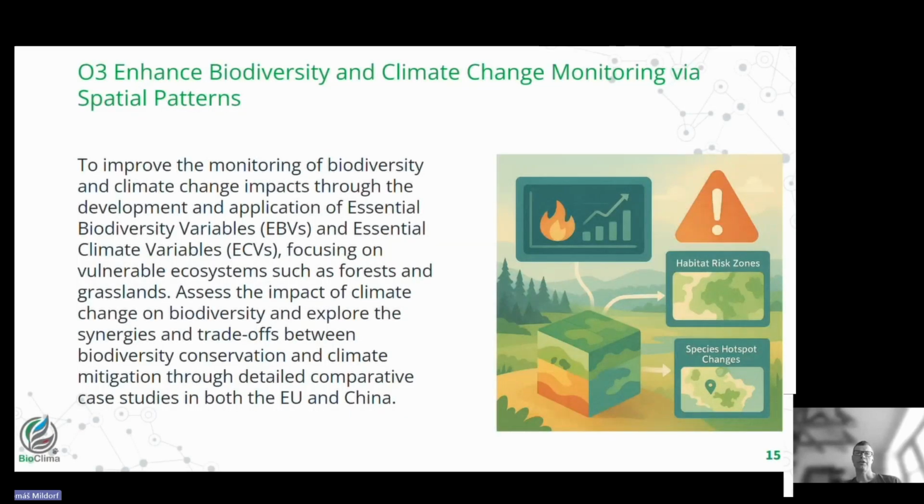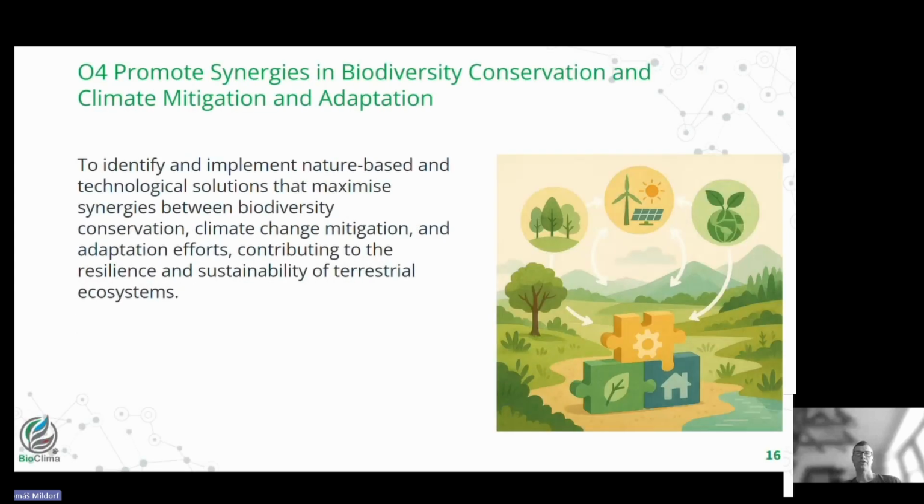The third objective is to enhance biodiversity and climate change monitoring via spatial patterns. So we are particularly looking at the essential biodiversity variables and essential climate variables, so EBVs and ECVs. You might hear later on as well in other presentations. And the fourth objective is to promote synergies in biodiversity conservation and climate mitigation and adaptation.